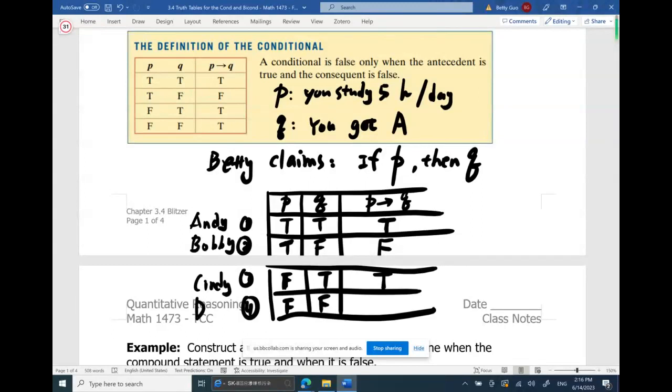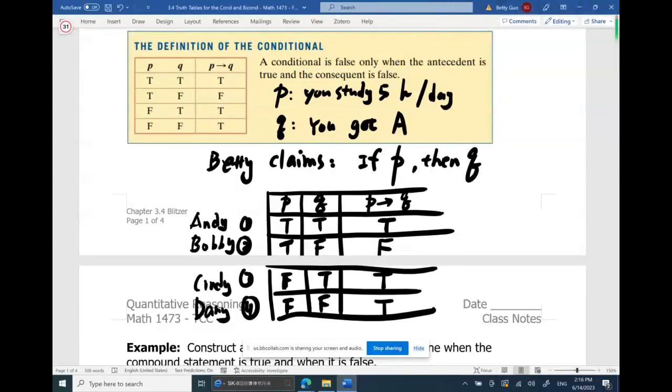Does that make sense? And the last case is Danny. In Danny's case, both P and Q are false. Danny did not study 5 hours every day, and Danny did not get an A by the end of the semester. And in Danny's case, my claim is still true. Danny cannot say what I said is wrong because he did not study 5 hours, right?